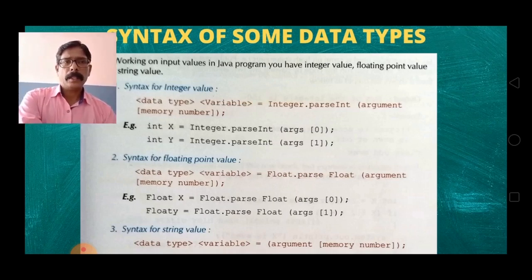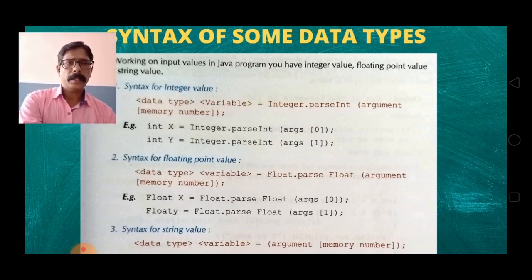The next is the syntax for floating point values. See the syntax: data type, variable is equal to Float.parseFloat, argument, memory. The example: float x is equal to Float.parseFloat, argument, then float y is equal to Float.parseFloat, argument. This is the syntax of a floating point value.